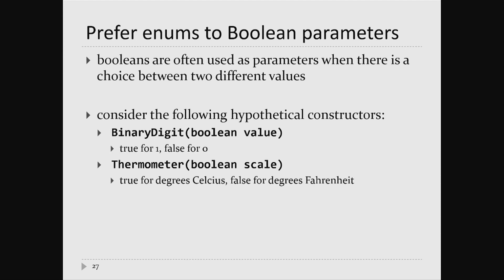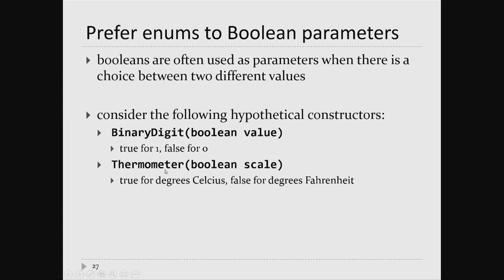In this case, this is just 0 or 1. So I can use a Boolean to represent the input to the constructor. So value is true if I want the binary digit 1. It's false if I want the binary digit 0.